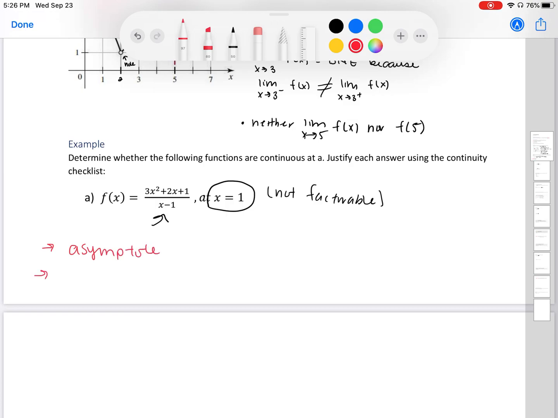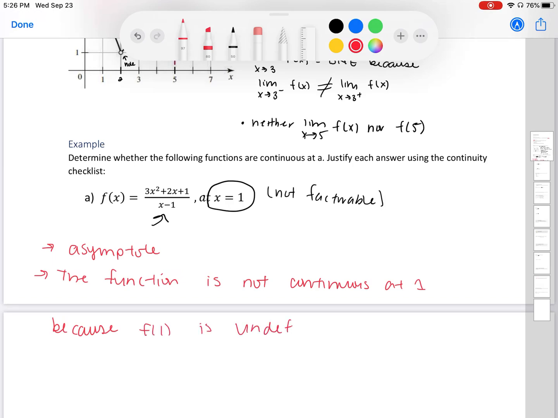And also, the function f is not continuous at 1. The function f is not continuous at 1 because f of 1 is undefined. So for this one, it's not continuous, and these are our main reasons why.